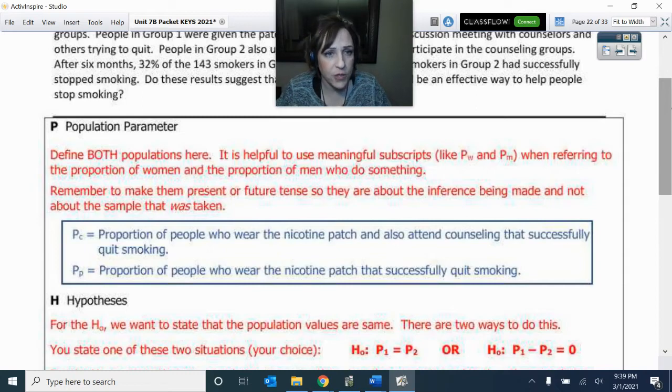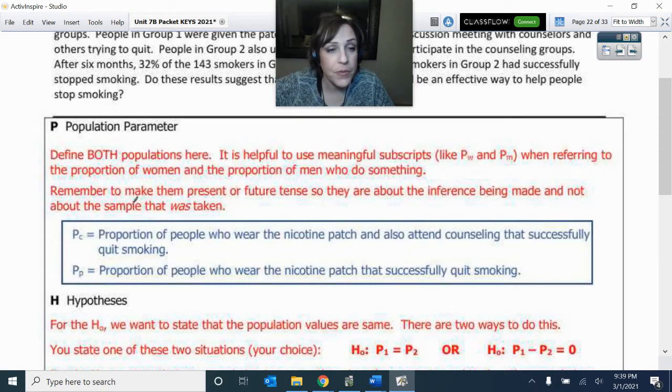So again, I remind you here to define both of the parameters, okay? Use meaningful subscripts, like proportion of women and proportion of men, that kind of thing. Remember to also use present or future tense, not past tense, okay? Because we don't need to infer about what has happened in the past.